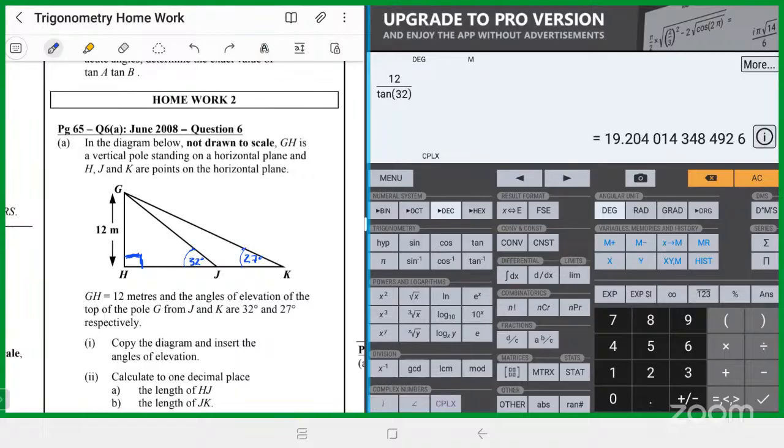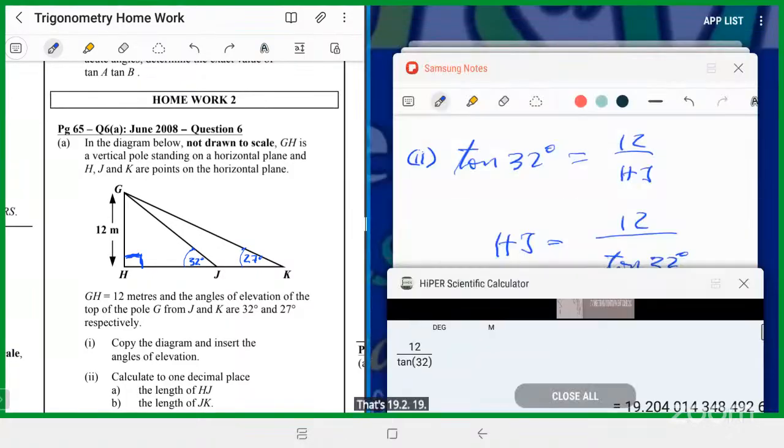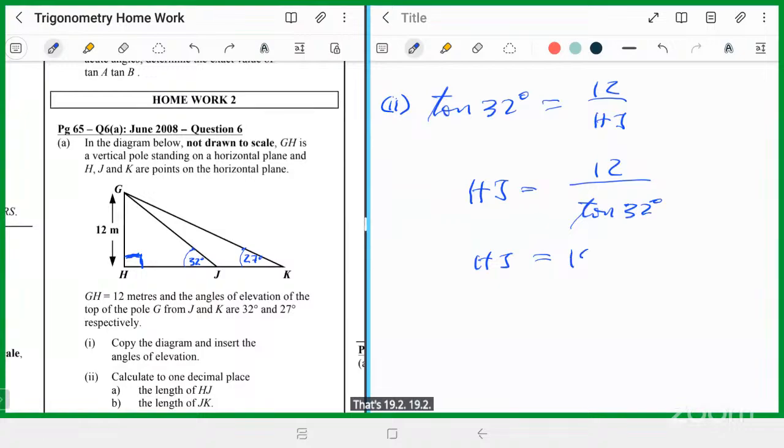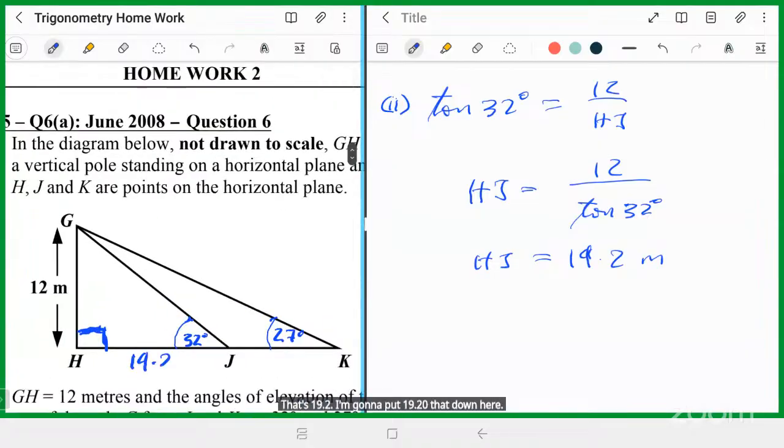That's 19.2. 19.2 meters. So I'm going to put 19.2 on the diagram here. And that's just this distance.